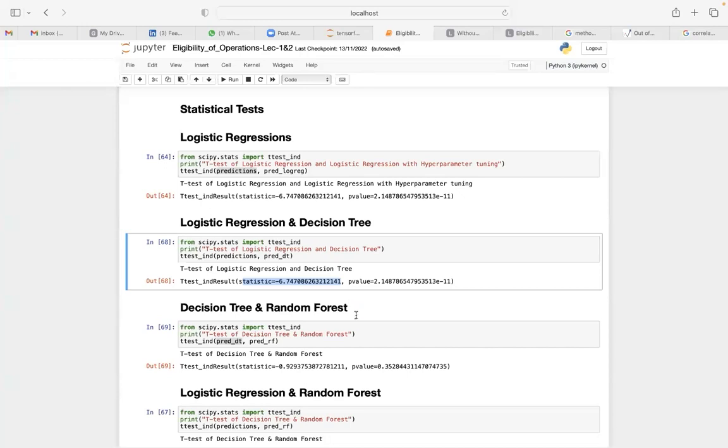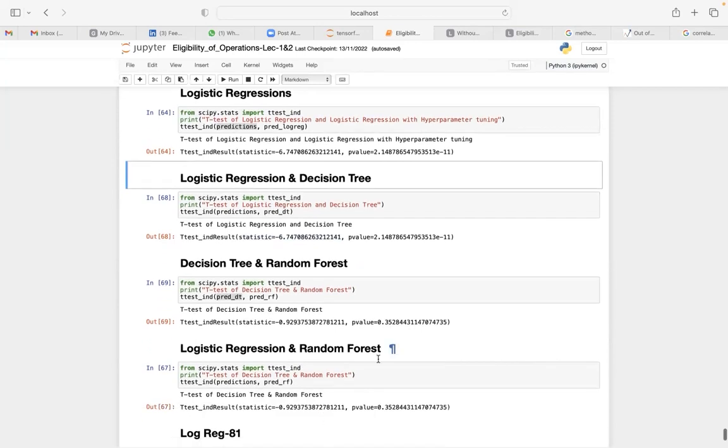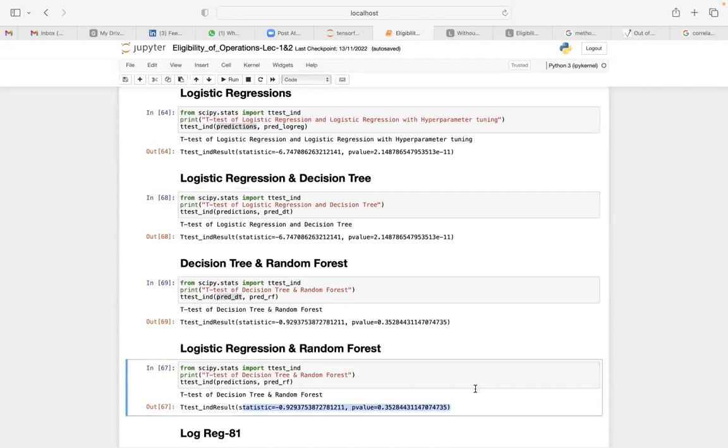So the t-test indicates that the results are statistically significant when you compare logistic regression and logistic regression with hyperparameter tuning against the decision tree and random forest as well. But when you compare logistic regression with random forest results, then it is not. So it is increasing by only 0.05. That means that it is not worth spending the time. So that's the indication when you compare the results.